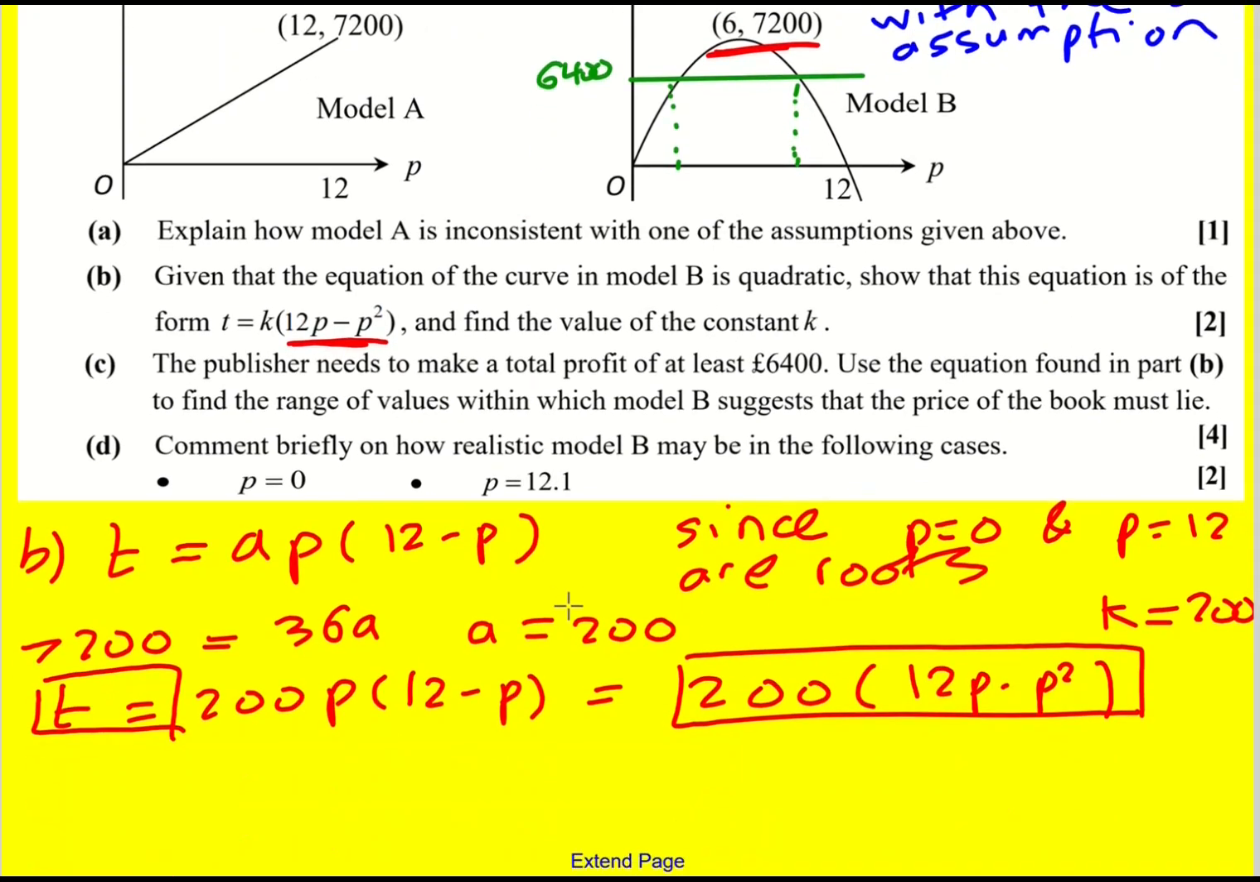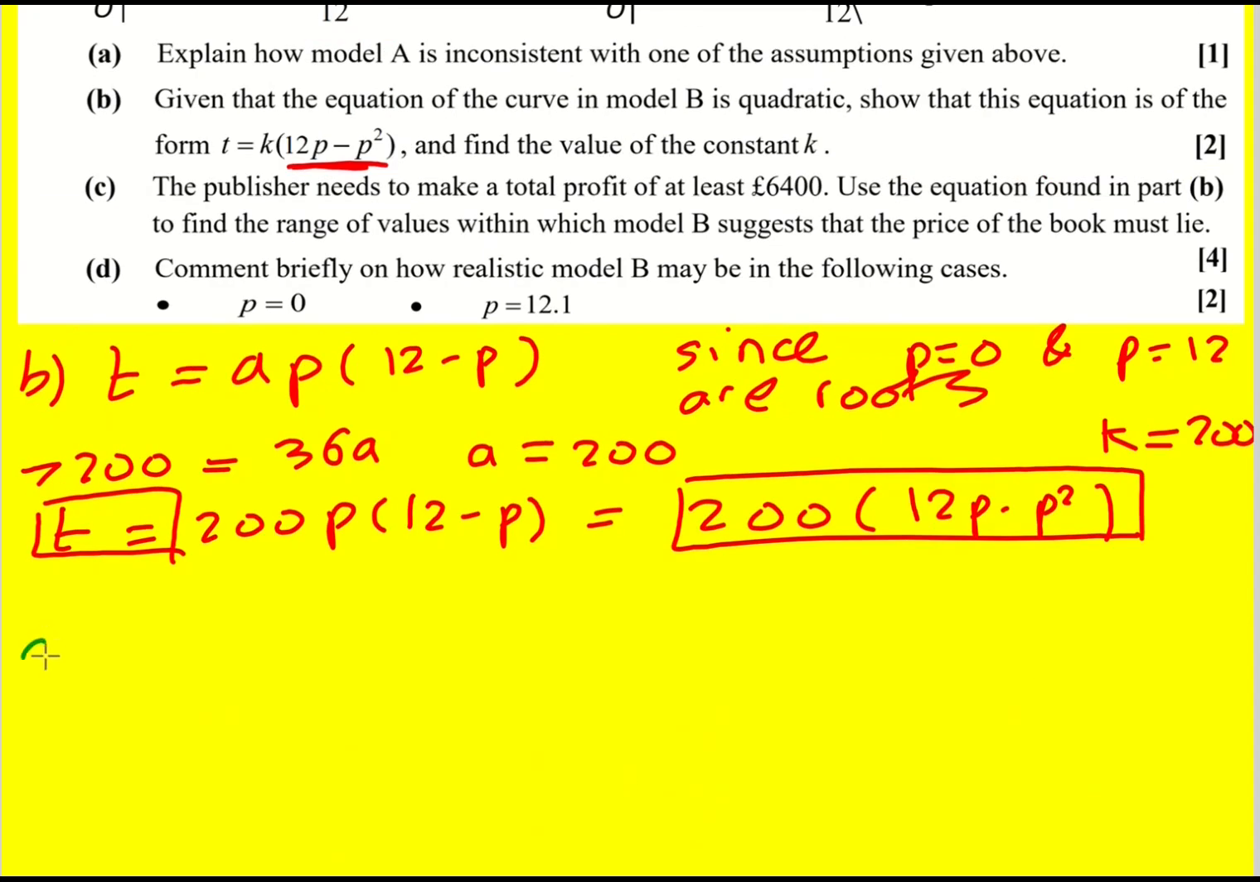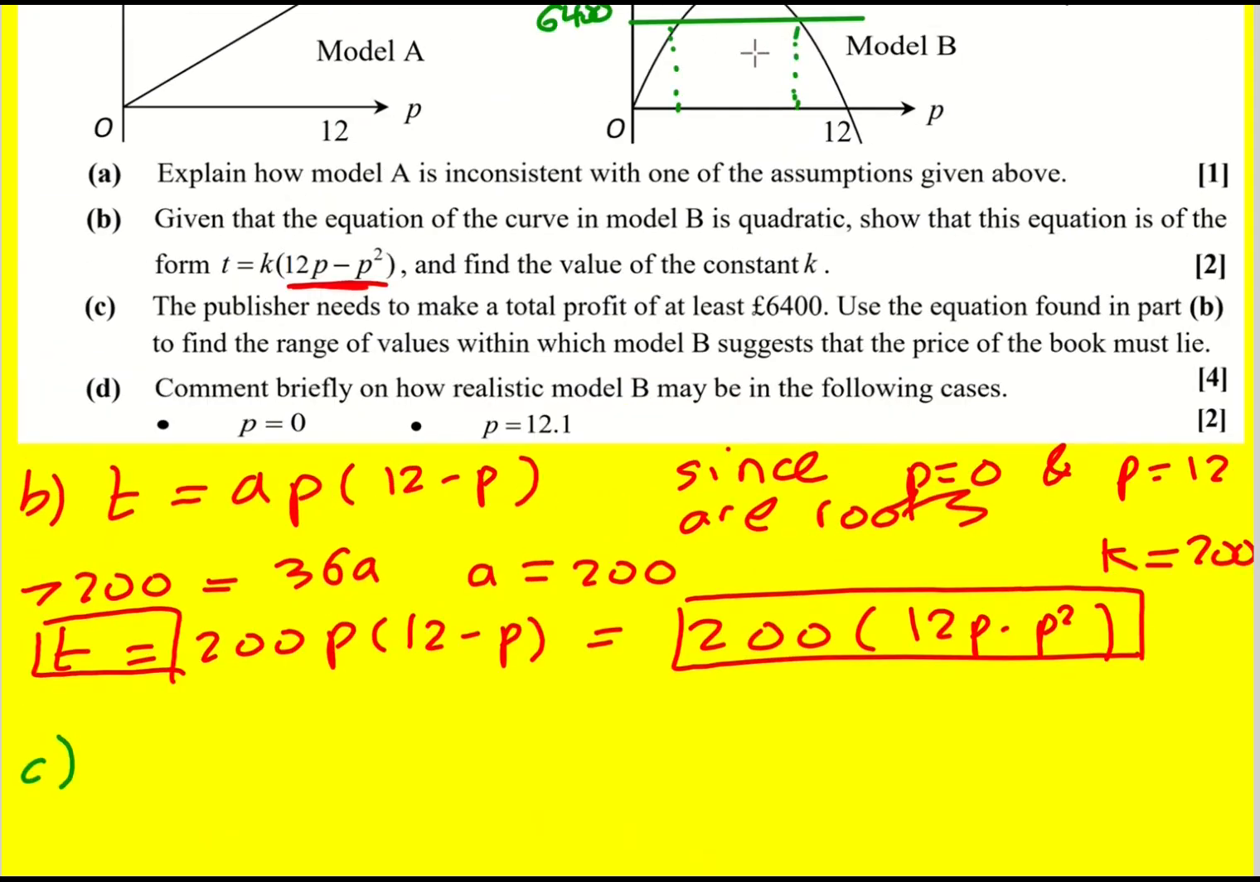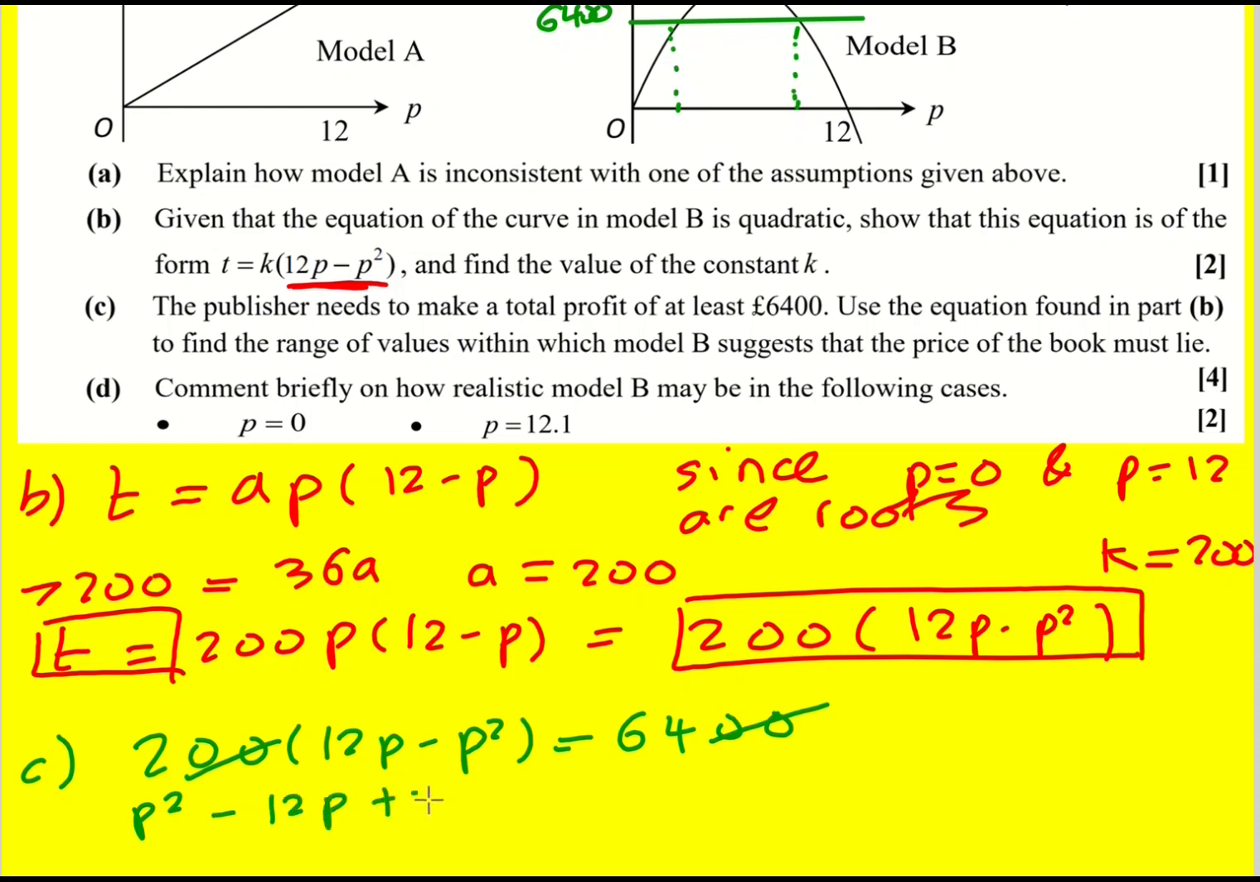Now you could set this up as an inequality, but in fact, it's going to be easier, I think, just to get an equation, solve it, and then we're going to see it's in between these two roots. So let's just set 200 times 12p minus p squared equal to 6,400 and divide through by 200. Well, actually, I can just cancel them out. I'm going to get 12p minus p squared equals 32. Rearrange that, p squared minus 12p plus 32 is equal to 0. And then this factorizes really nicely, of course. You can use your calculator if you prefer. P is equal to 4 or 8.